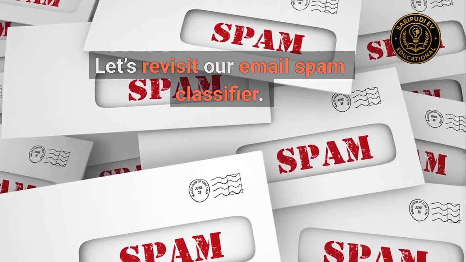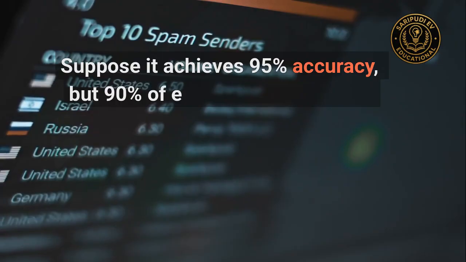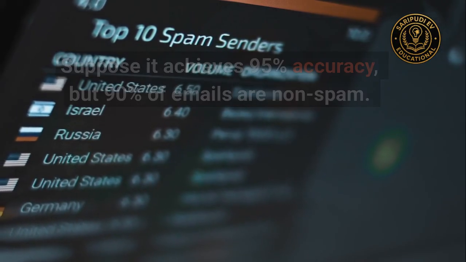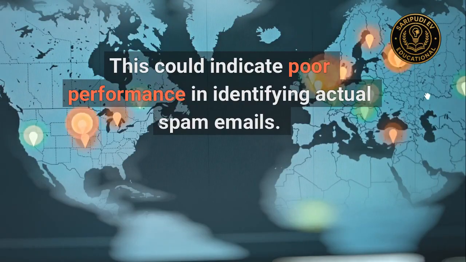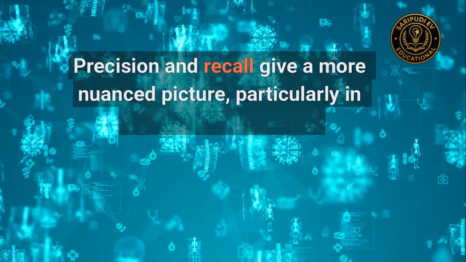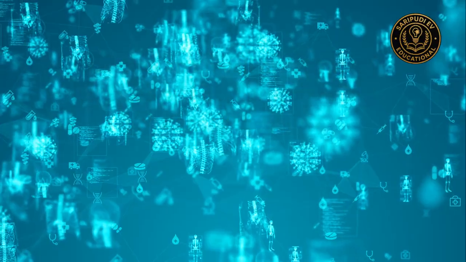Let's revisit our email spam classifier. Suppose it achieves 95% accuracy, but 90% of emails are non-spam. This could indicate poor performance in identifying actual spam emails. Precision and recall give a more nuanced picture, particularly in imbalanced datasets.